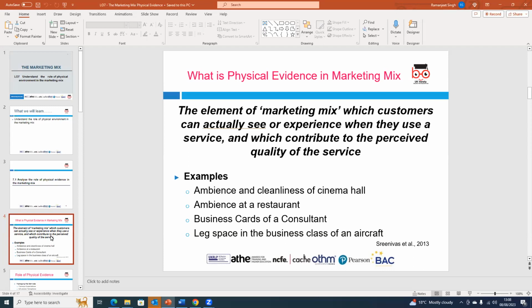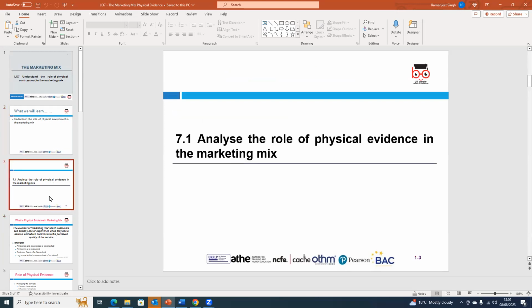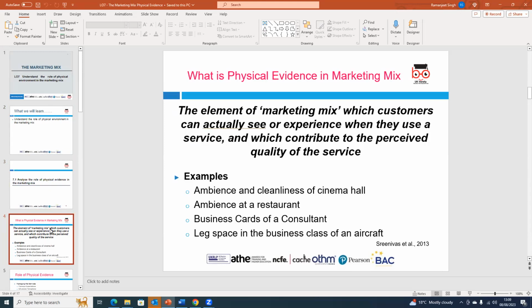So this particular element, physical evidence, looks at the role of physical environment in the marketing mix. Physical evidence means when customers walk into a building, a factory or an office, they need to see something nice, and then they can judge from that place the quality of the service, the quality of the product maybe, the quality of your staff and the quality of the setting.